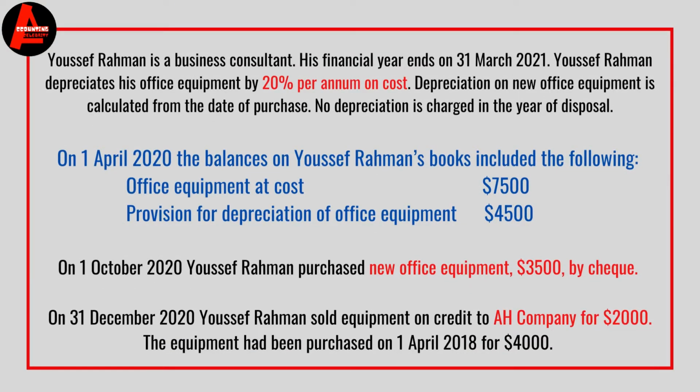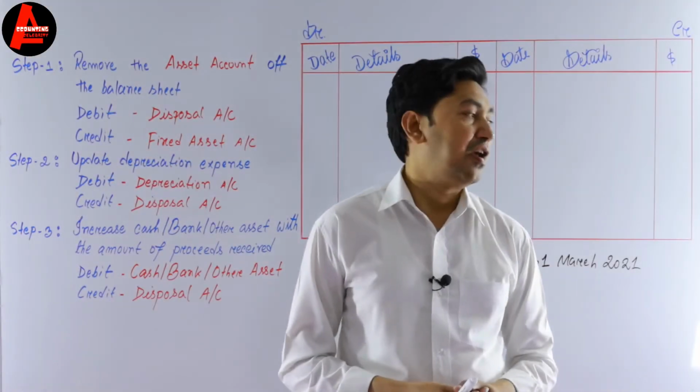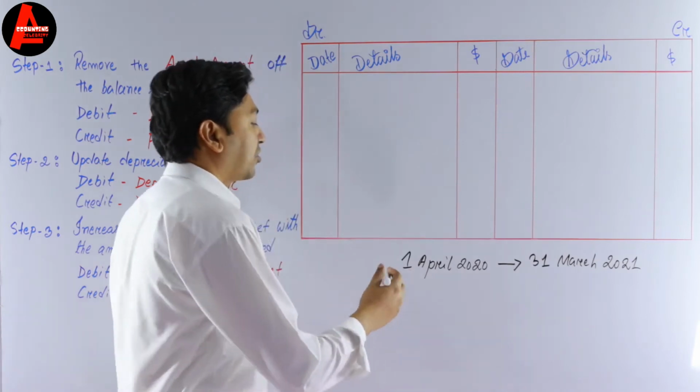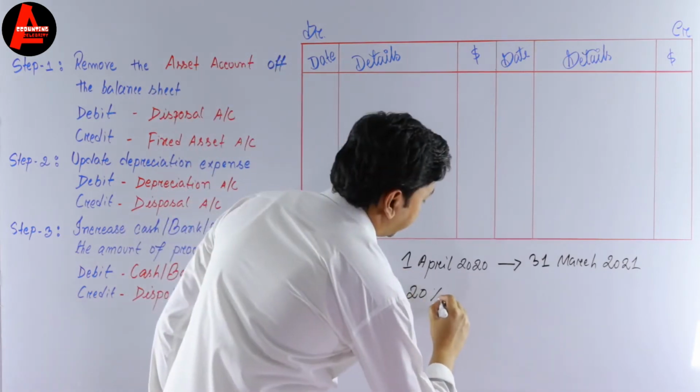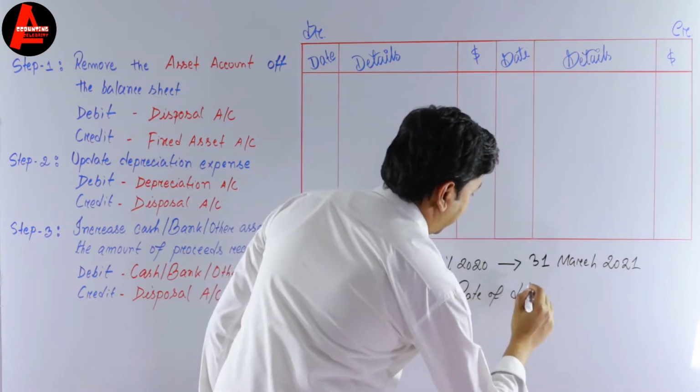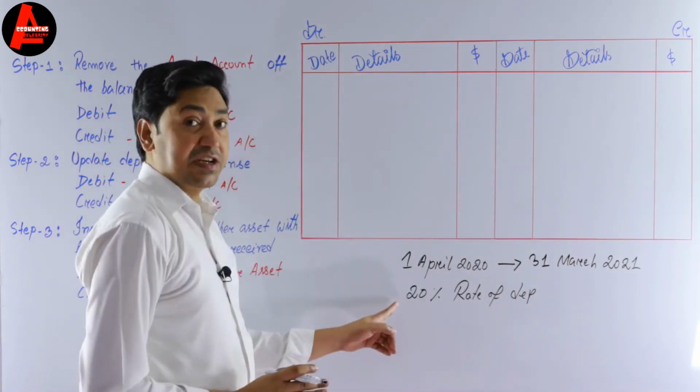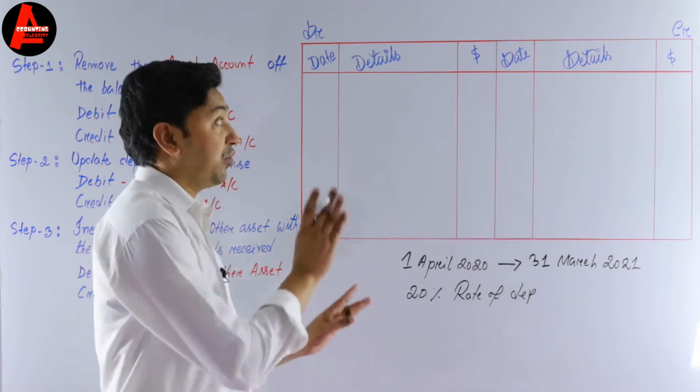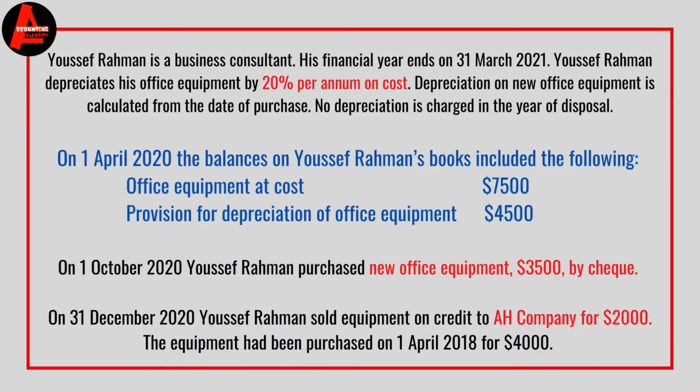Yusuf Rahman depreciates his office equipment by 20% per annum on cost. So 20% on cost, this is the rate of depreciation. We'll check the calculations when we apply these steps here. Then what is written there? Depreciation on new equipment is calculated from the date of purchase. No depreciation is charged in the year of disposal.